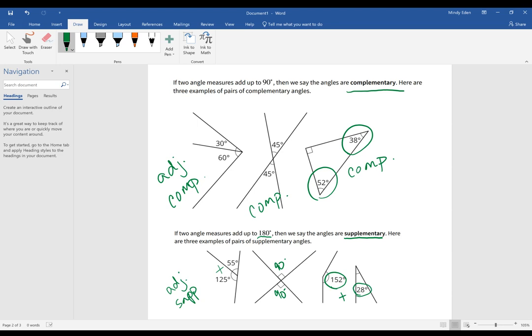Now, it's really easy to get these two confused. So my trick is remember, C comes before S and 90 comes before 180. And I've used this for years, and it's really the only thing that helps me remember which one is which. So complementary is 90, and they both come before supplementary, which adds up to 180.